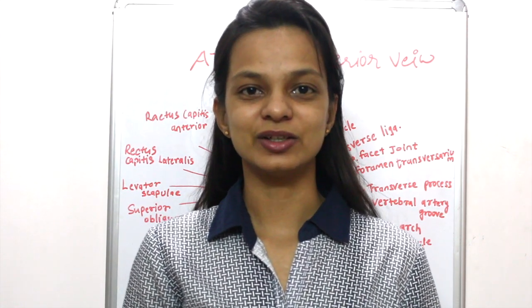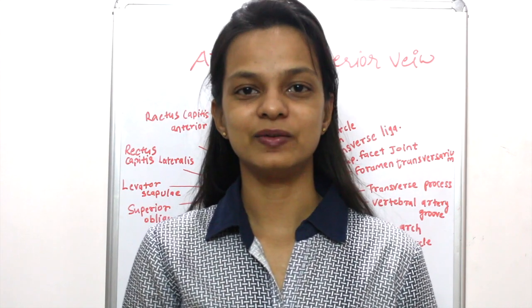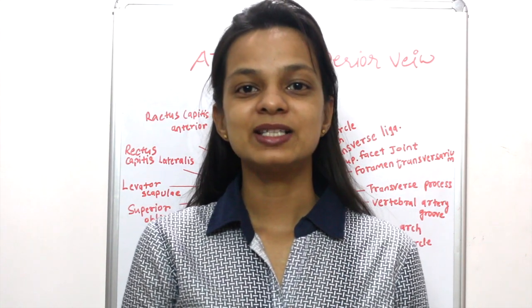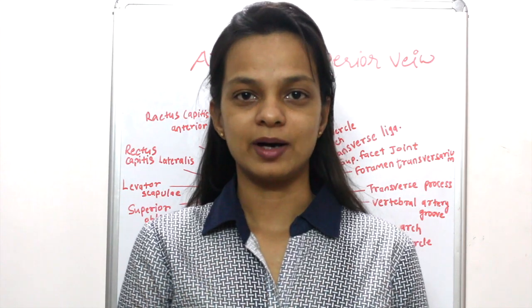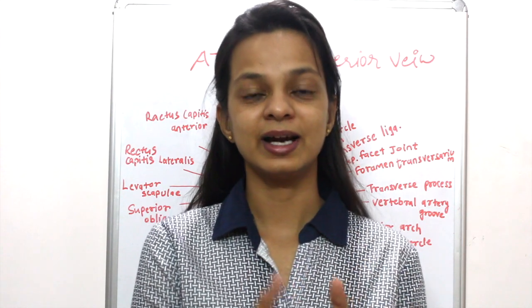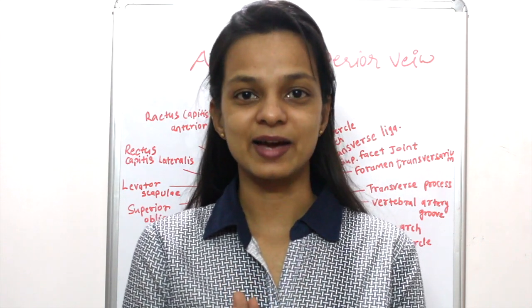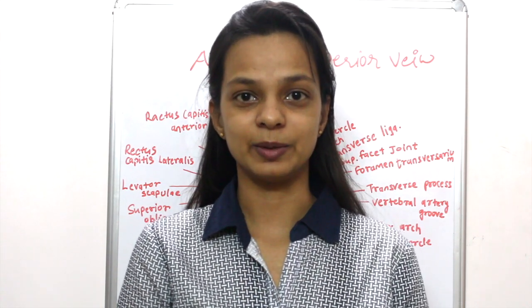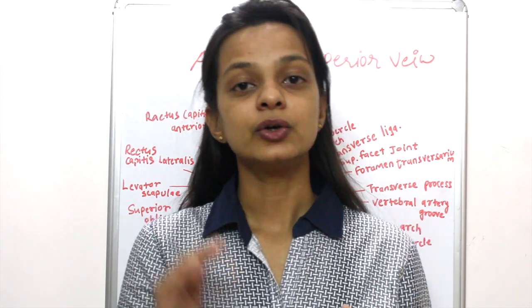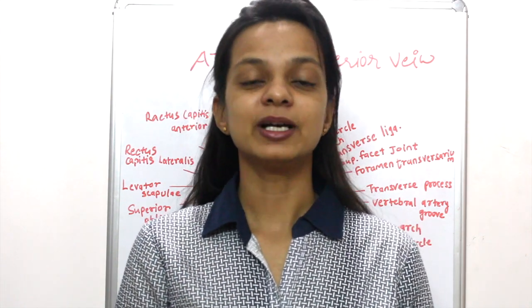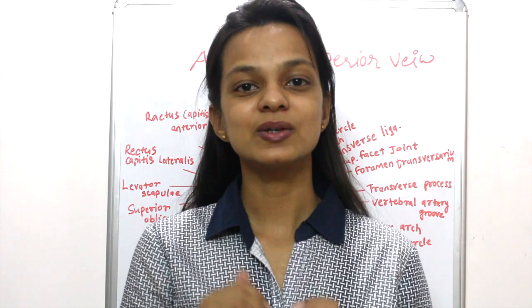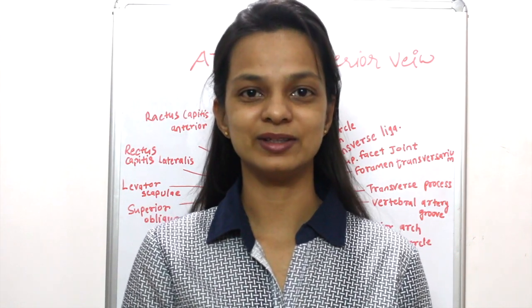Today in this video lecture, we will discuss cervical vertebrae. We divide cervical vertebrae into two parts, typical and atypical. C1, C2 and C7 are atypical cervical vertebrae and C3 to C6 are typical cervical vertebrae. So let's discuss in detail one by one.